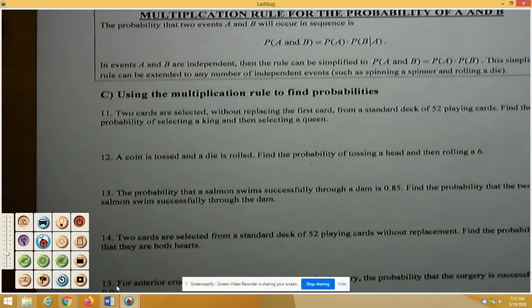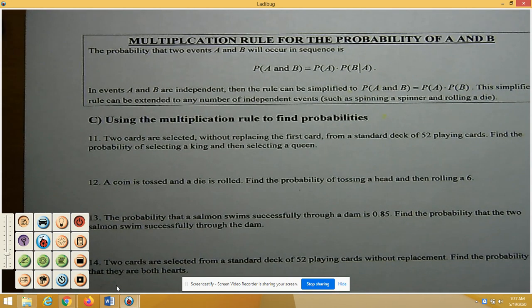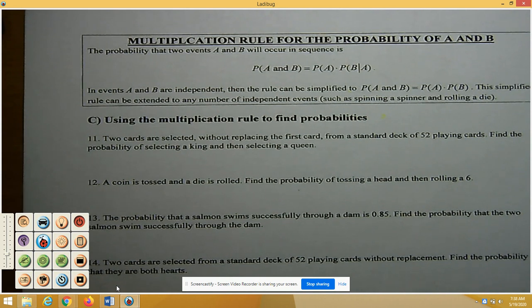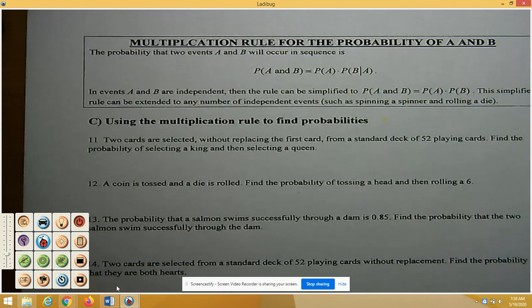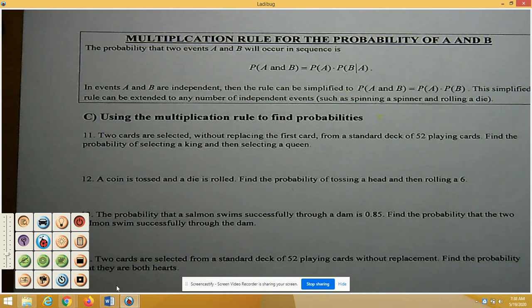All right, the last thing I promised you in this video was the multiplication rule for the probability of A and B. The probability that two events A and B will occur in sequence is the probability of A and B, so that's the probability of A times the probability of B given that A already has occurred. And I know the formulas seem a little scary, but once you get this idea of it, it's not too bad.